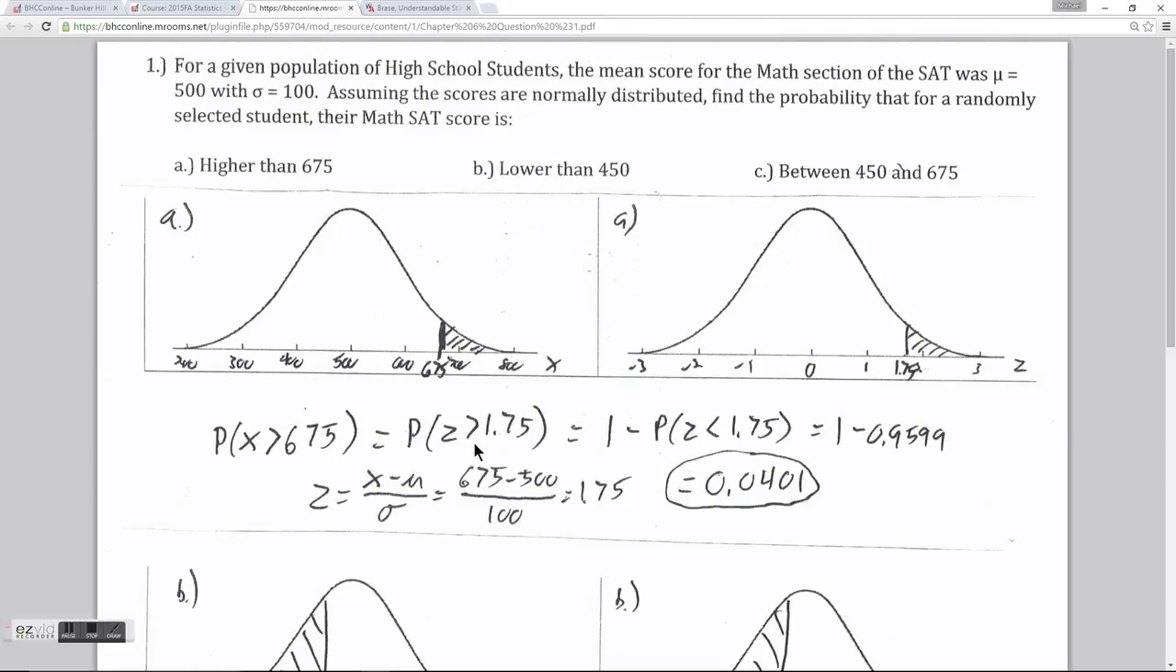In our problem, we're actually looking for the area to the right of a z-value. Since my table only lists areas to the left, I'm going to look up z as 1.75, but the area I look up will be this big blank region in here. So when I look up this area, I'm going to subtract it from 1 to get the shaded area that I desire.